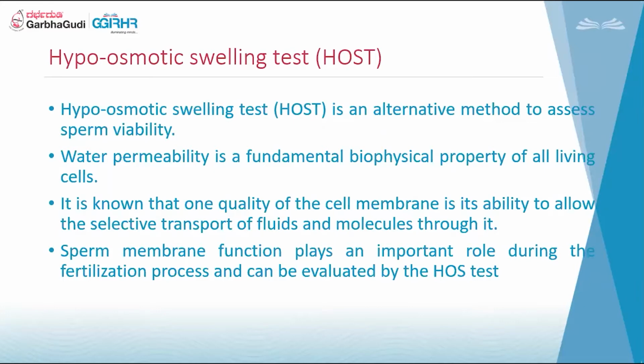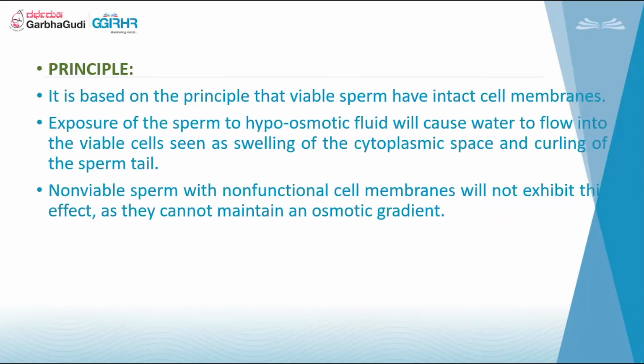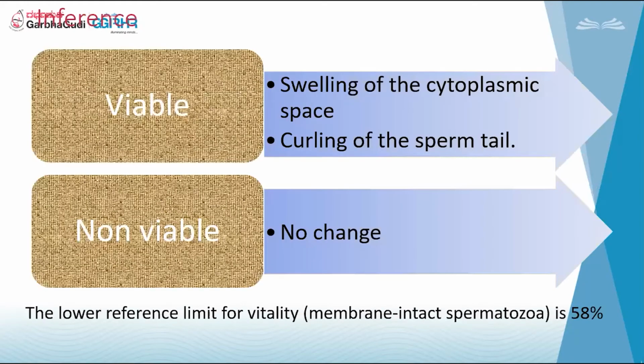Water permeability is a fundamental biophysical property of living cells. So what happens here, we add sperm into a solution where it swells up and the tail curls. I'll just show you a picture. So it's just checking the integrity of the cell plasma membrane. Okay. If the plasma membrane is intact, it will swell up, and the tail will curl because of the pressure. So this is how it will look. So the basic principle here is an intact cell membrane. So if the sperm is viable, it will swell up, with curling of the tail. If it is non-viable, there is no change.